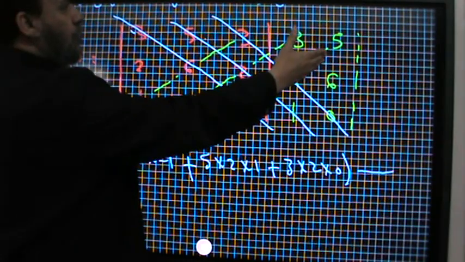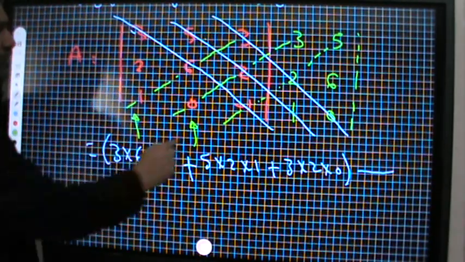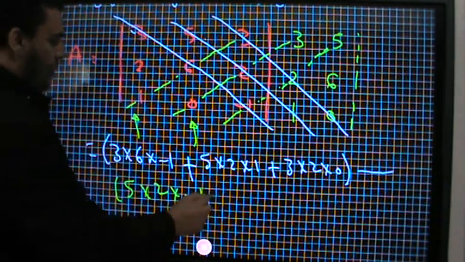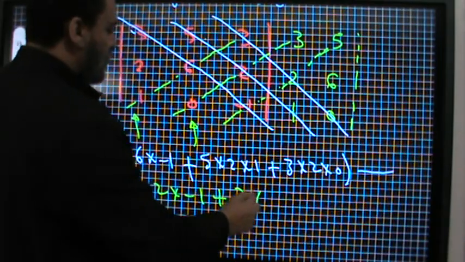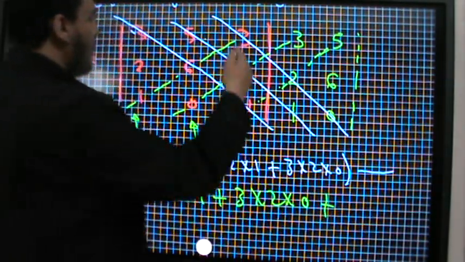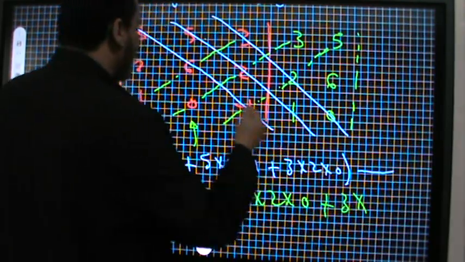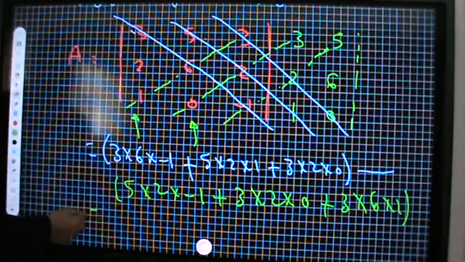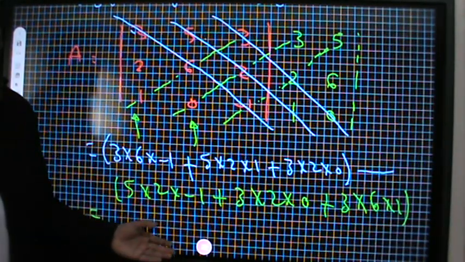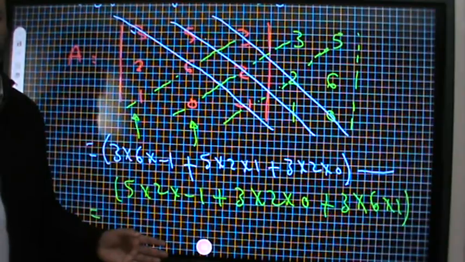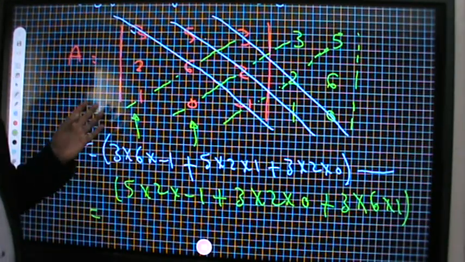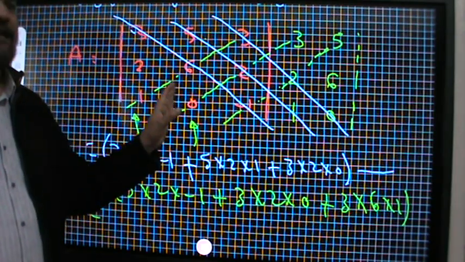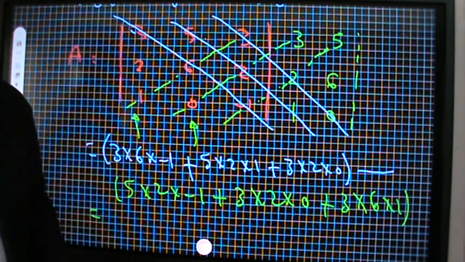You can start from right or from left as you like. You can say 5 times 2 times negative 1 plus 3 times 2 times 0 plus 3 times 6 times 1. I think you can do this product and get its value. This is the second way for getting the value for the determinant by copying the first column and the second column beside it. Okay?